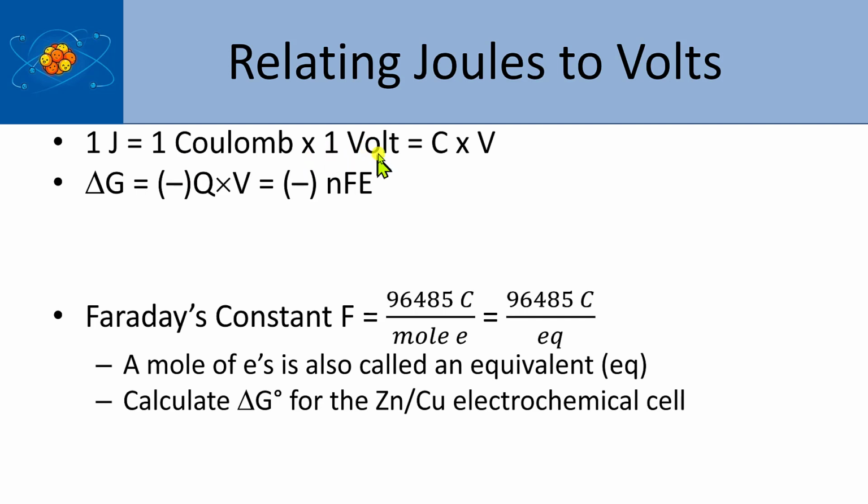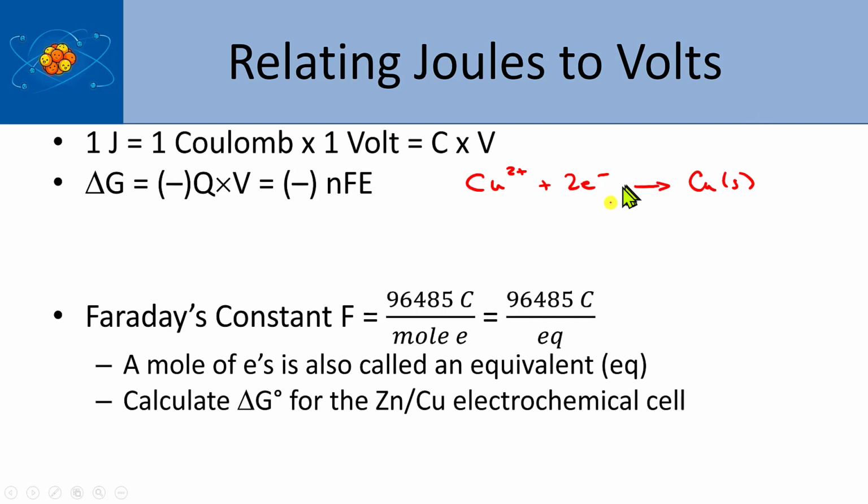Okay, so one of the fundamental unit relationships is that when you take the unit of charge, a coulomb, and you multiply it by the unit of electrical potential, that gives us joules. So a coulomb times a volt gives us joules. Now, think about an electrochemical reaction like this one. I have Cu 2 plus 2 electrons makes Cu solid.